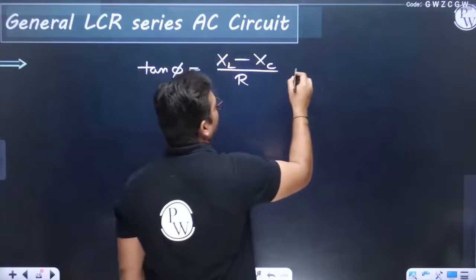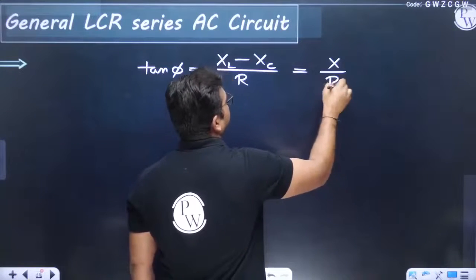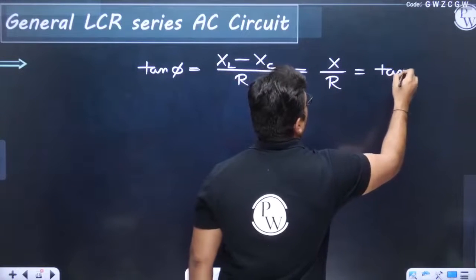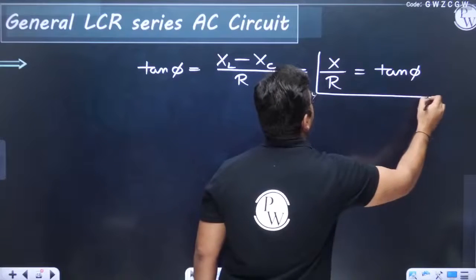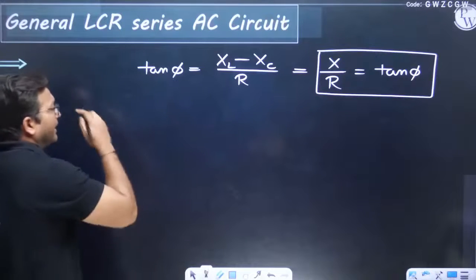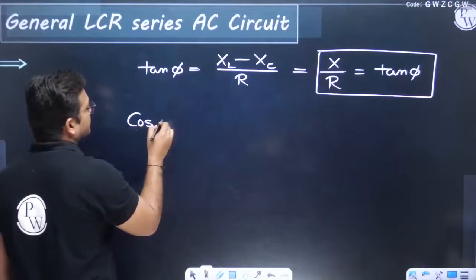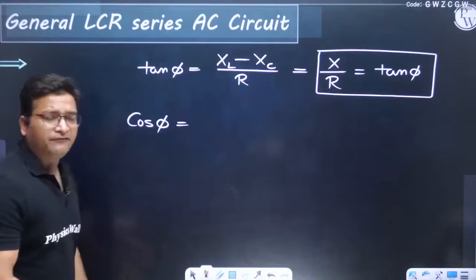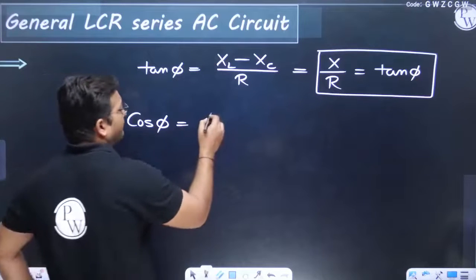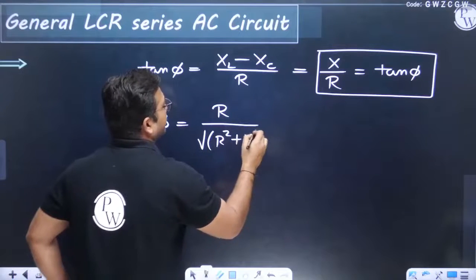This numerator is also called net reactance of the circuit, and net reactance of the circuit will be X, so tan phi equals X by R, right? If you want to calculate cos phi, which is the power factor, if you know tan phi it becomes very simple to calculate cos phi, and you will find cos phi will be equal to R divided by the square root of R square plus X square.